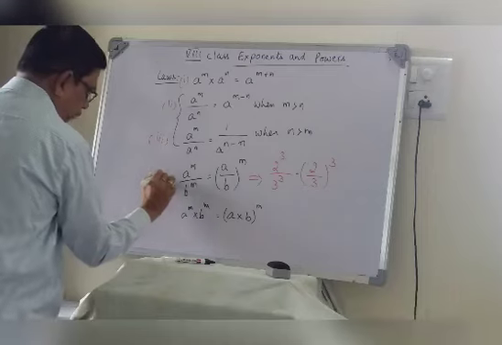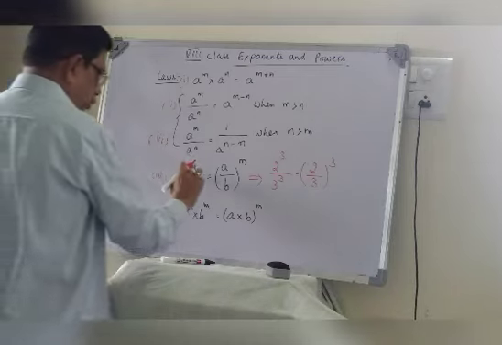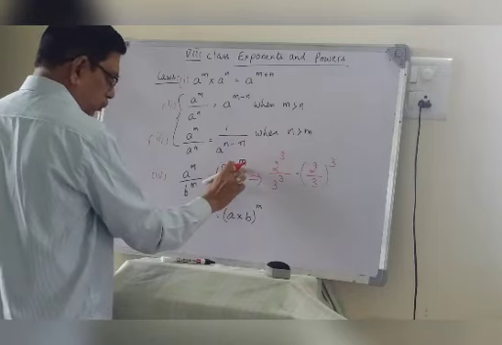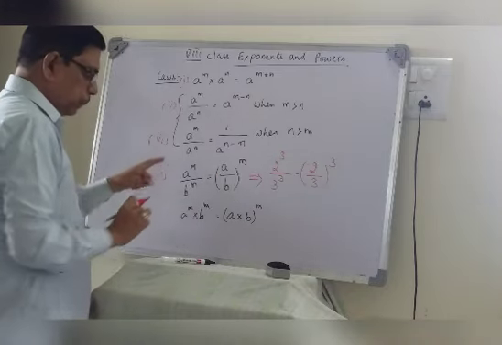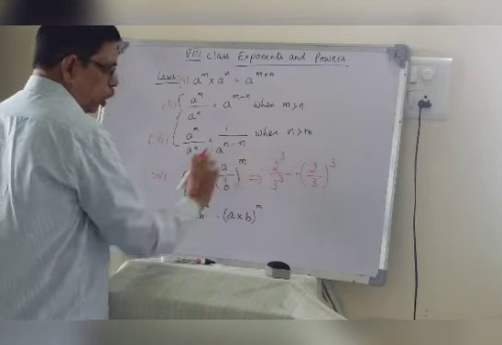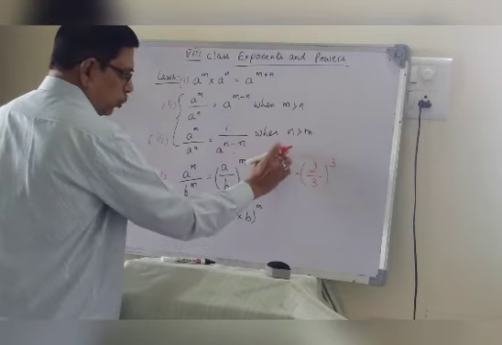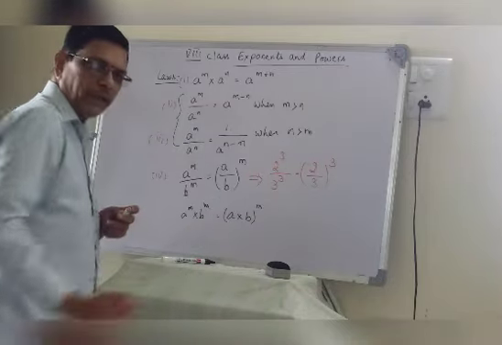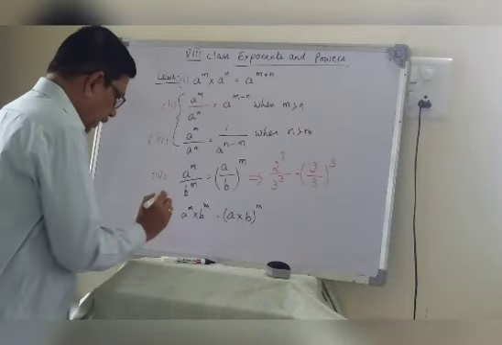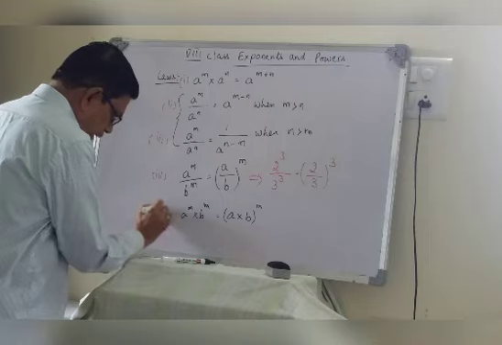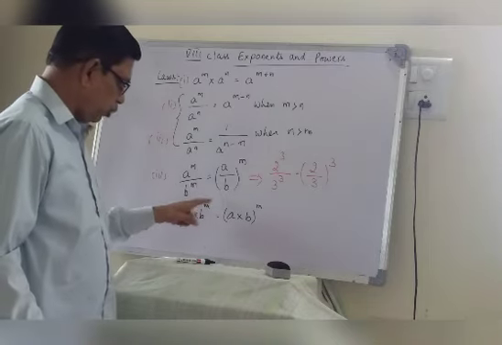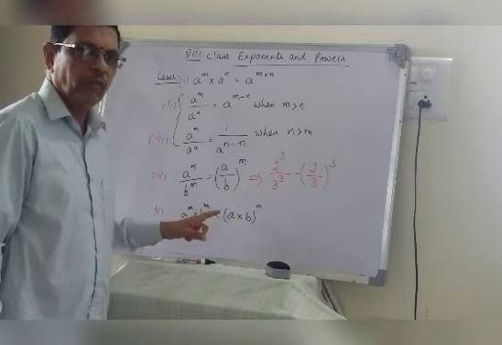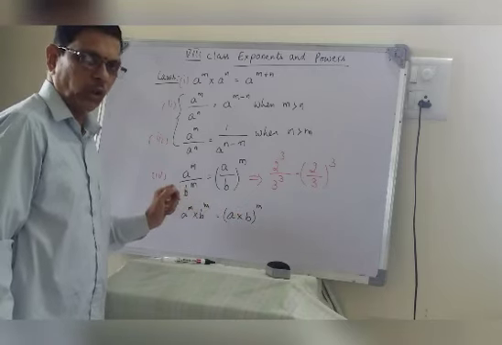Now the fourth one is a to the power of m by b to the power of m is equal to a by b whole to the power of m. Here we have to take the power common. The example I have given, 2 to the power of 3 by 3 to the power of 3, is equal to 2 by 3 whole to the power of 3. And the fifth law is a to the power of m into b to the power of m is equal to a into b whole to the power of m. Note this down, have a look.